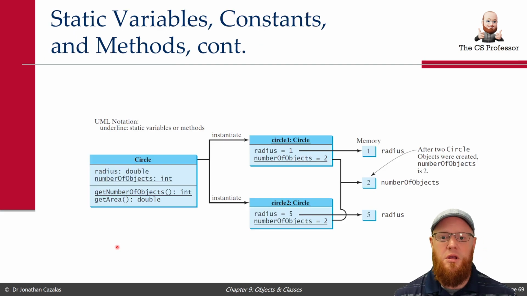Here's a visual depiction showing the UML itself, where we have radius and this number of objects. This really should have a minus sign for radius and a minus sign for number of objects. This came from the textbook. They chose not to include that visibility modifier at this juncture. But here we have the static variable number of objects and the static method. We instantiated, which is created, 2 circle objects. Each one has a different radius, but most important is this right here. The number of objects is going to be 2.